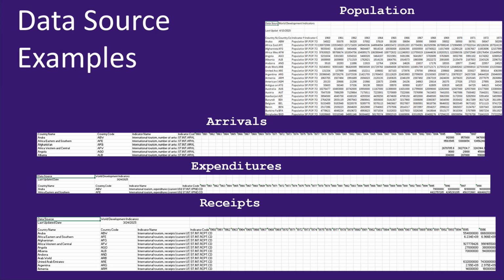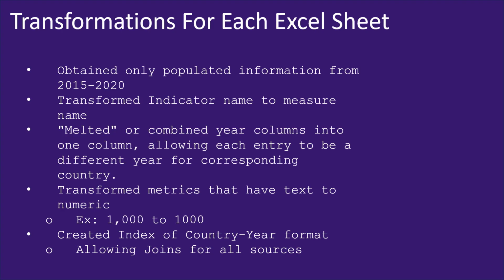The structure of our data source, each one of them does have some similarity with regards to the year and the country. The only thing that is different is that every sheet has its own separate measure corresponding to the year. So before we join our data, the main transformations that we made was we obtained only data from 2015 to 2020, transformed the indicator name to our measure name. We melted the year columns into a single year column, allowing each entry to be a different year for a corresponding country. We transformed the metrics that have text to numeric, and then finally we created that index of a country-year format, allowing joins for all of our sources.